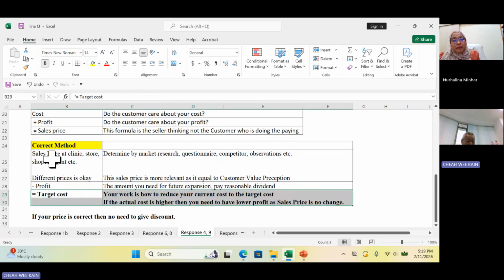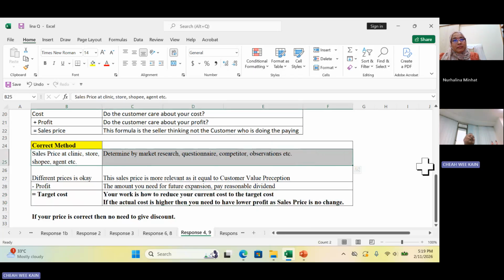This is the key, not this key. This is not the key. This you can find easily. You can determine by market research. You can look at your competitors. You can observe. You can do a questionnaire. Especially if it's an entirely new product, you do not have any comparison. You may have to do market research.